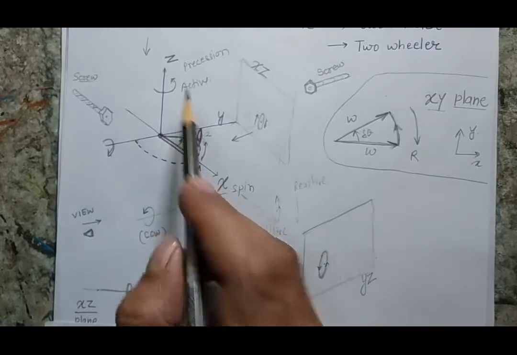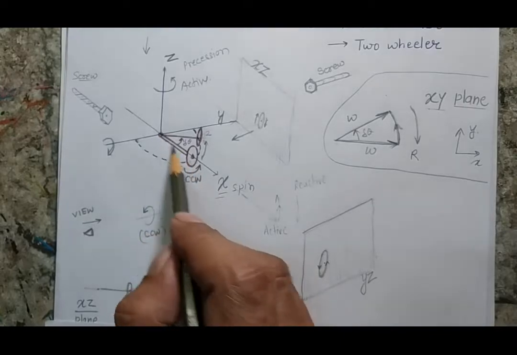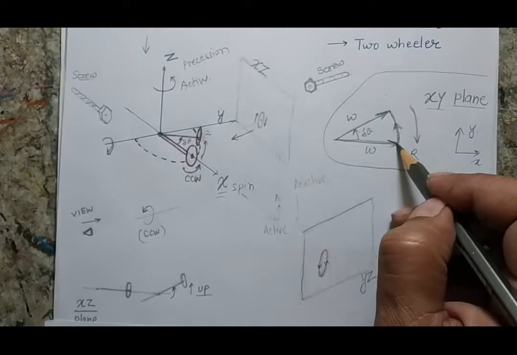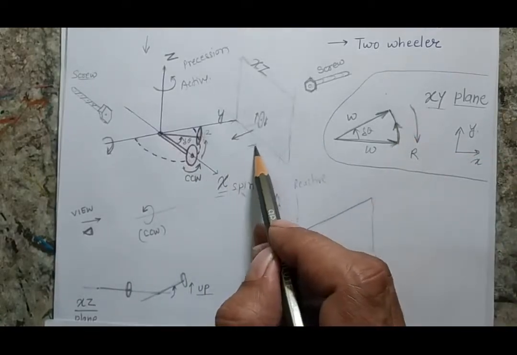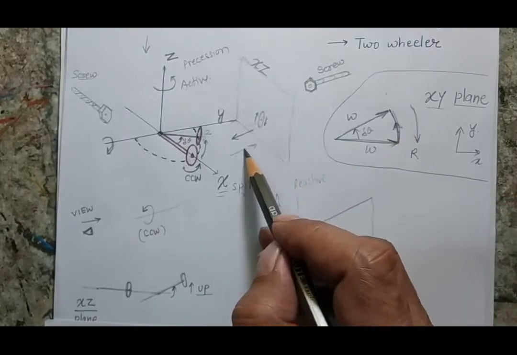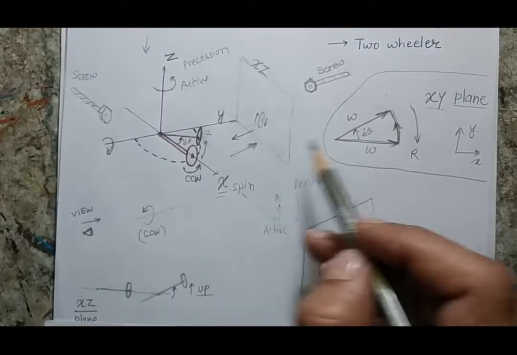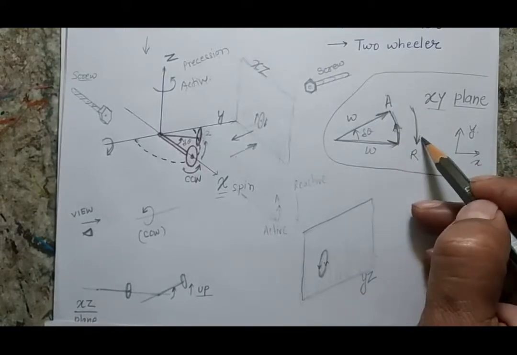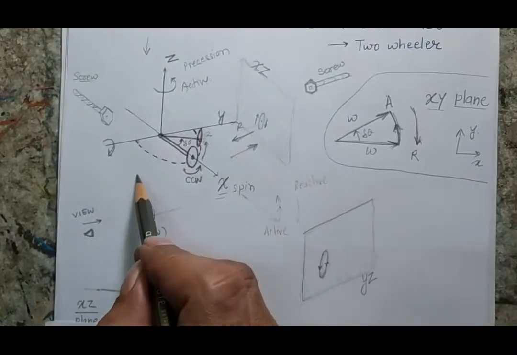Because of this active value, I receive a reactive torque, which gives rotation to the axis of this rotor, maybe in upward and downward direction. Suppose in this case, this is my active torque, which is going in this direction. If I represent this line in this plane, I will see that it is going in this direction, and because it is going in this direction, the reaction will be in the opposite direction. So this is my active torque and this is my reactive torque, and the reactive torque is coming in this direction.